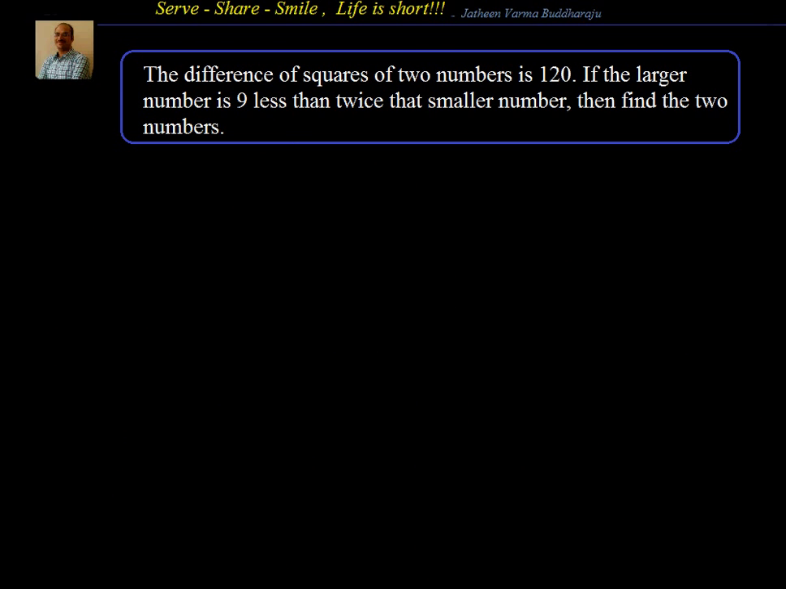The difference of squares of two numbers is 120. Let us say there are two numbers, one large number and the other one is small number. If the larger number is 9 less than twice that smaller number, this is important. If the larger number is equal to 9 less than twice that smaller number, find the two numbers.